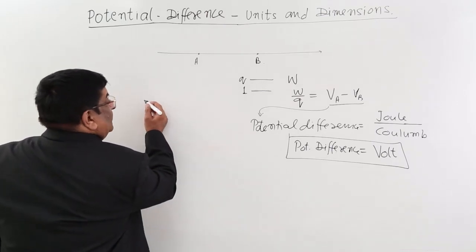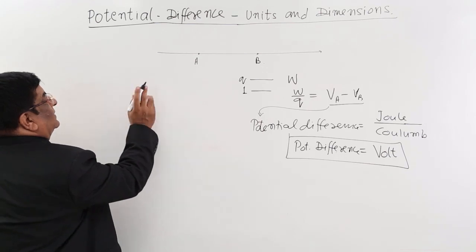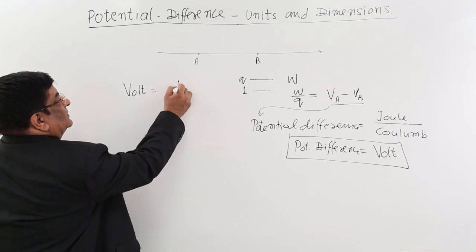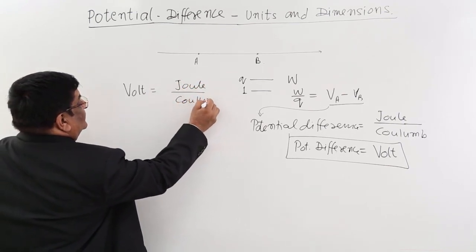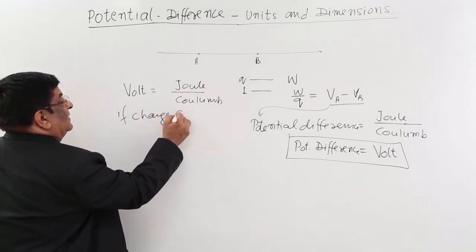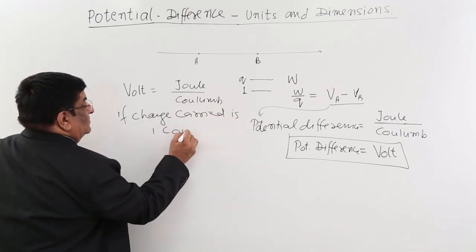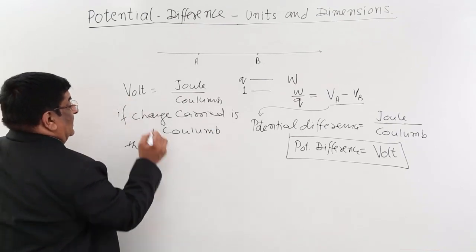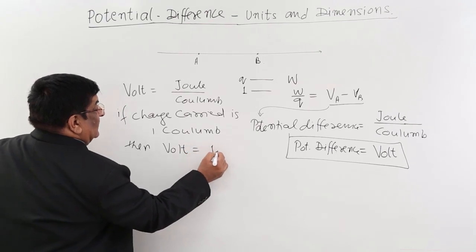So, if potential difference dV, volt, is equal to joule per coulomb, and the charge carried is 1 coulomb, then the potential difference, volt, is equal to 1 joule.